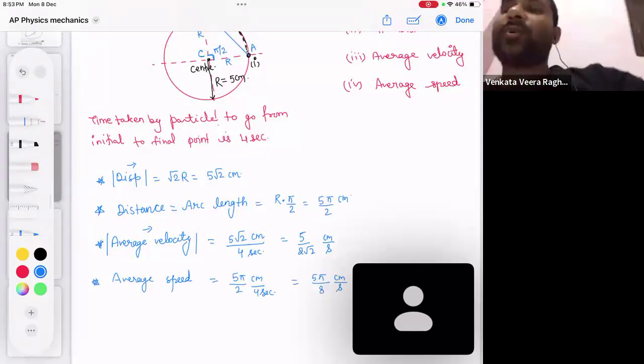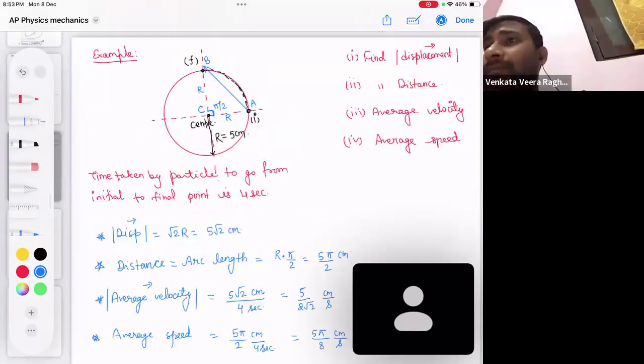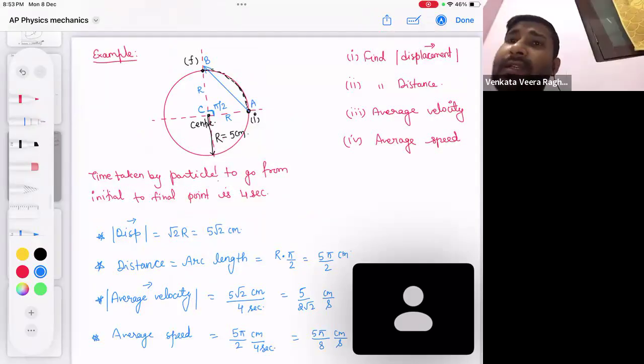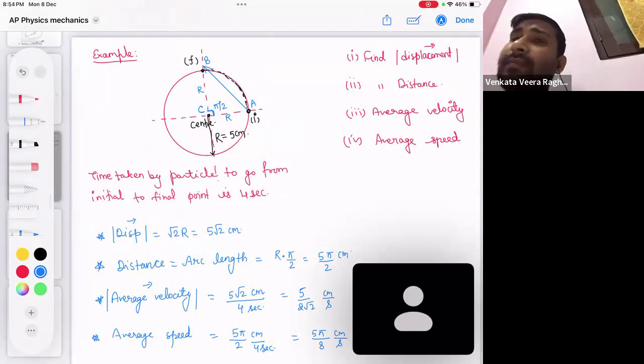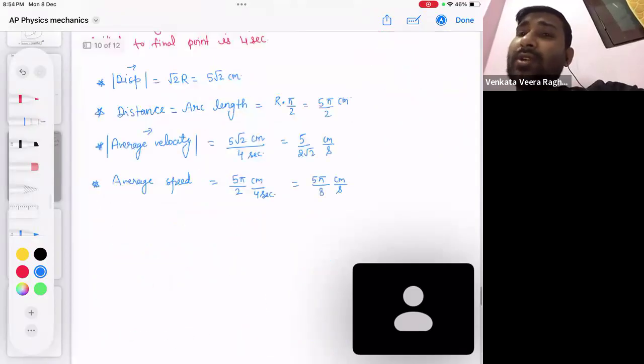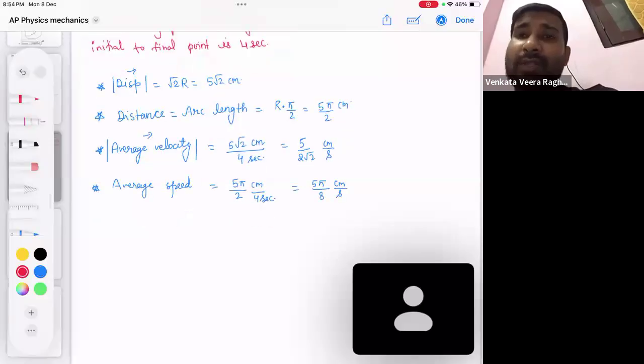Are you clear about these 4 things we have discussed in this question? Yes, sir. Please tell me, understood this one now? Yes, sir. This is about the average velocity, average speed, displacement, distance. Today I just took one question. Okay, don't worry, I will discuss many questions, all types of questions we are going to discuss.